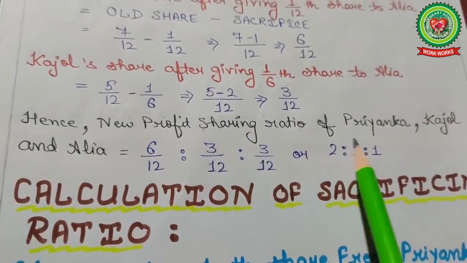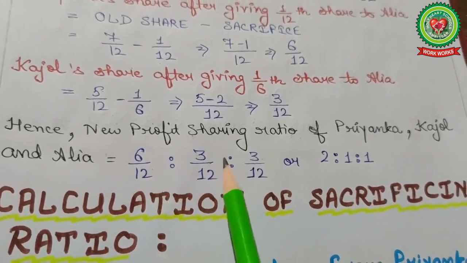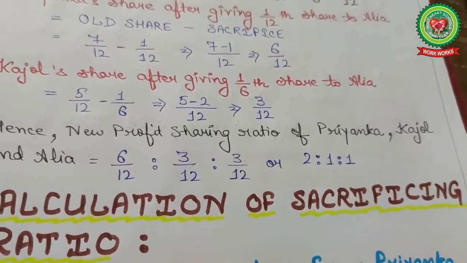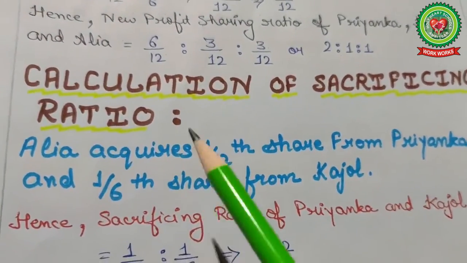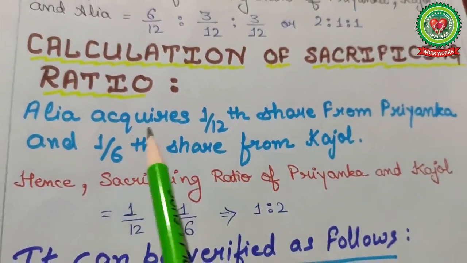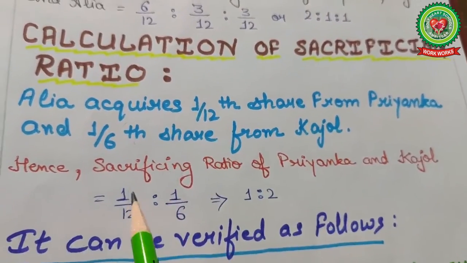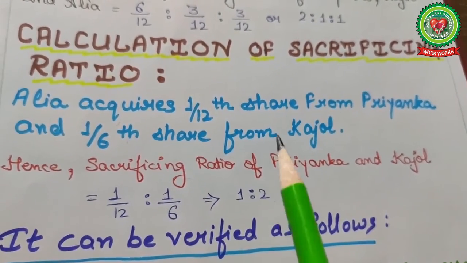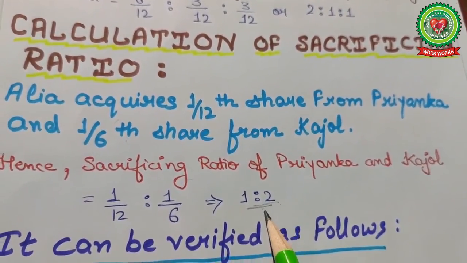Hence the new profit sharing ratio of Priyanka, Kajol and Alia is 6/12, 3/12, 3/12, or 2:1:1. Here done. Now calculate the sacrificing ratio, already given to you. Just check and verify again. Alia acquires 1/12 share from Priyanka and 1/6 share from Kajol. Hence the sacrificing ratio of Priyanka and Kajol is 1:2. Then this one you know, 1:2. Then how to compute to verify whether it is right or wrong?